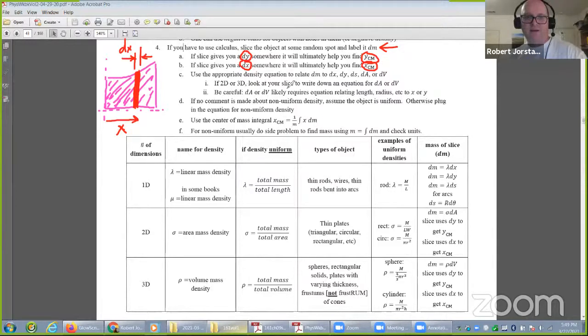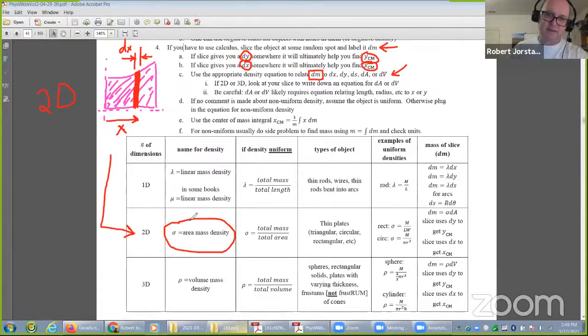Now I'm reading this checklist. It says use the appropriate density equation to figure out what dm is. In this particular case, I'm looking at a two-dimensional object. It looks like a plate. If it's a 2D object, I'm going to have a 2D slice. That means I'm going to talk about sigma, the area mass density.